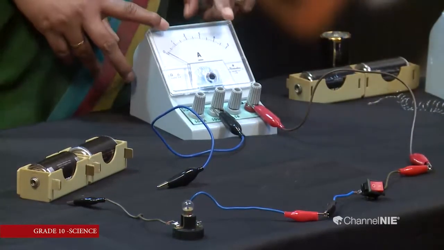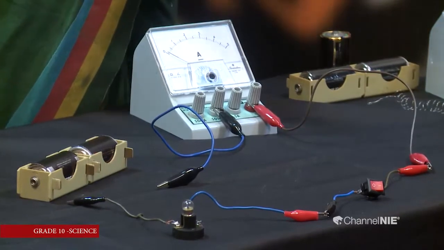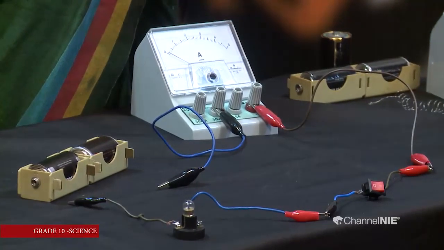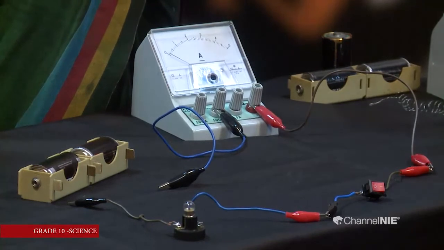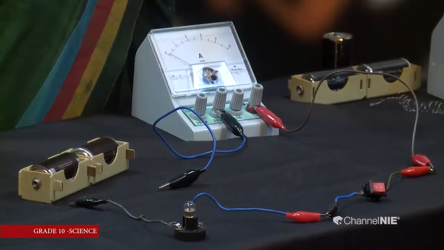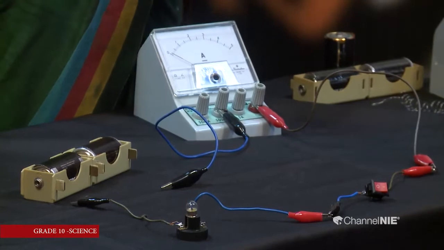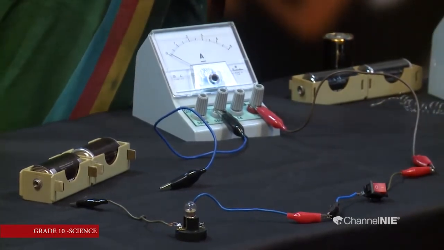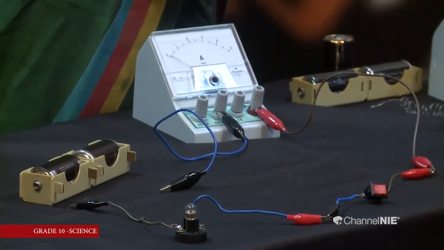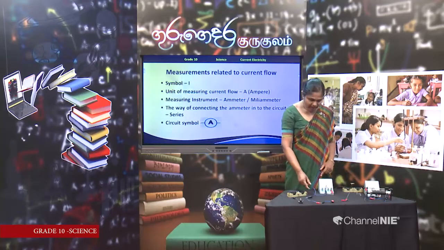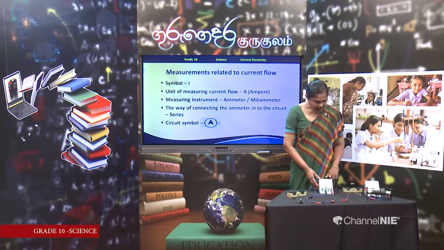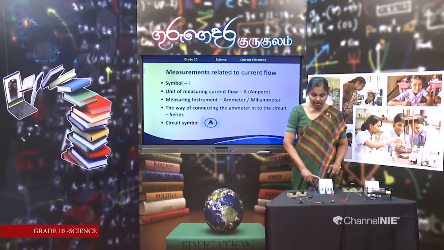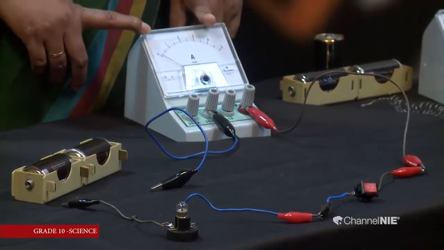You know the purpose of connecting a switch to the circuit, children. Why are we connecting a switch to the circuit? We can control the flow of current as we wish. If we want, we can switch off the current flow. We can stop the current flow, and when we want, we can switch on the circuit. Right. Okay. When the ammeter is connected to a circuit like this, you must consider several factors, children.